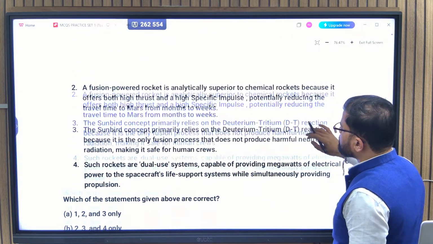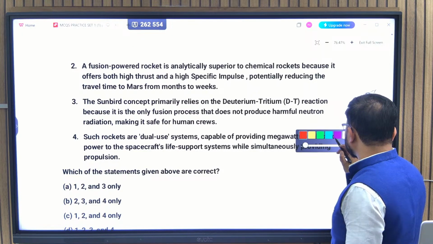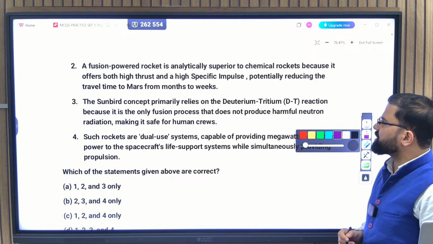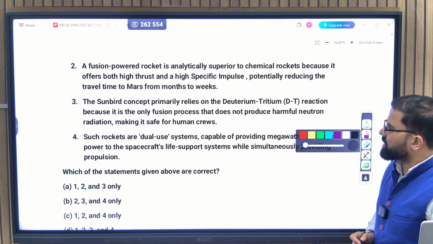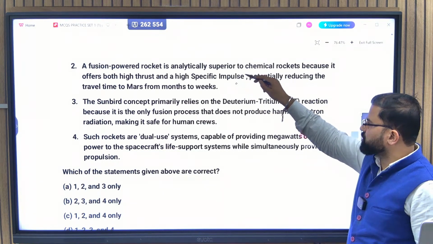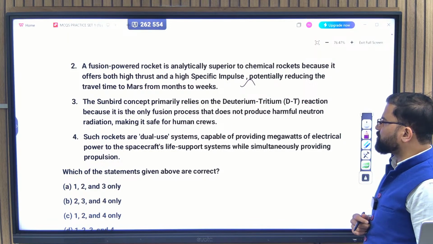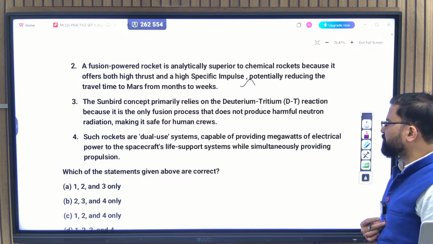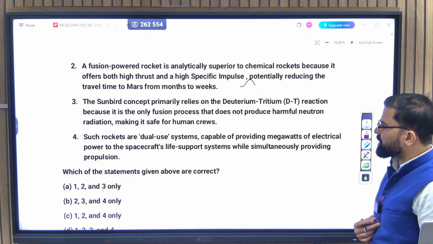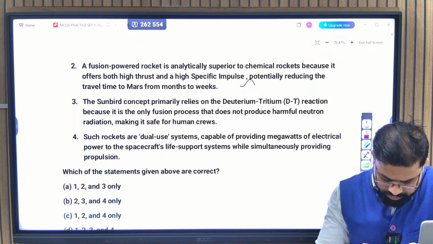Second, a fusion powered rocket is analytically superior to chemical rockets because it offers both high thrust and high specific impulse. This is also true. Third, the Sunbird concept primarily relies on the deuterium-tritium reaction because it is the only fusion process that does not produce harmful neutron radiation, making it safer for human use. What will be the answer?